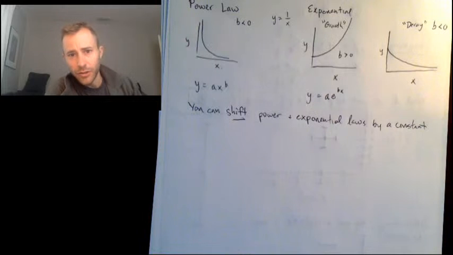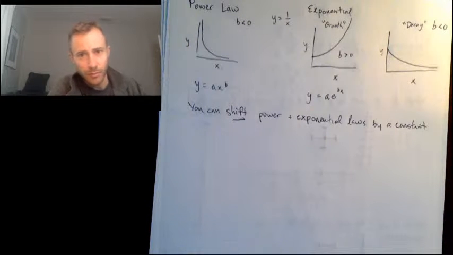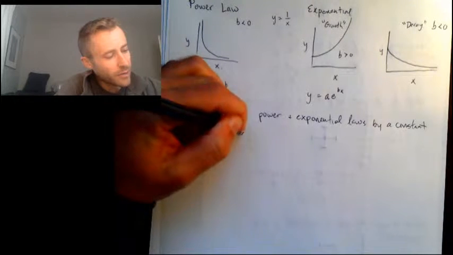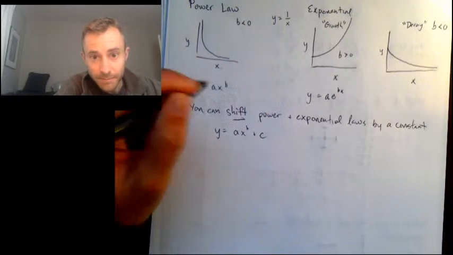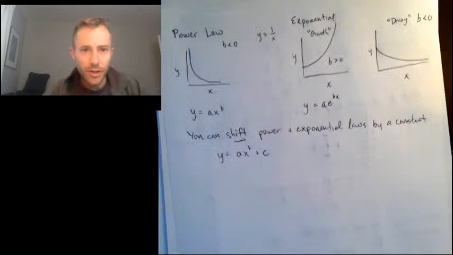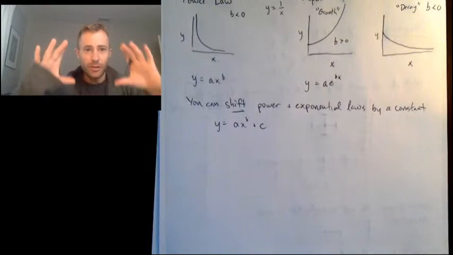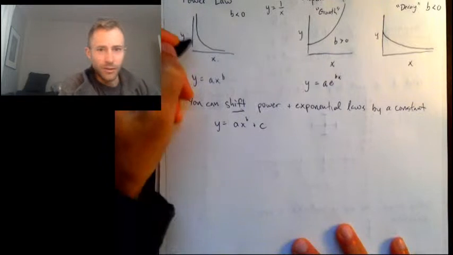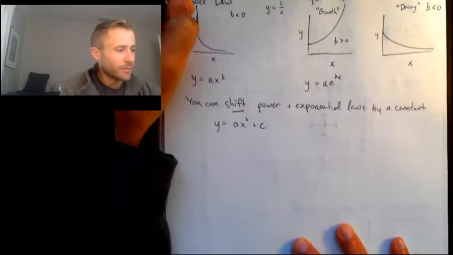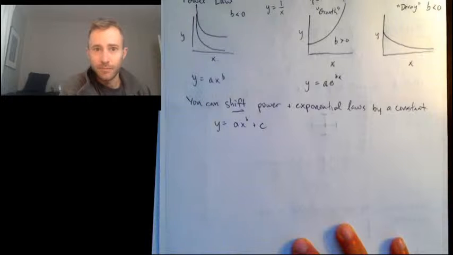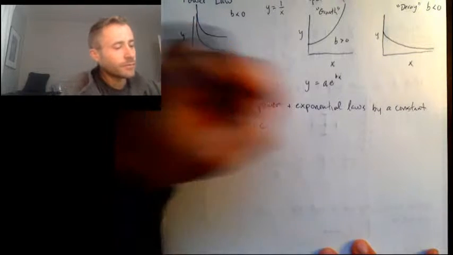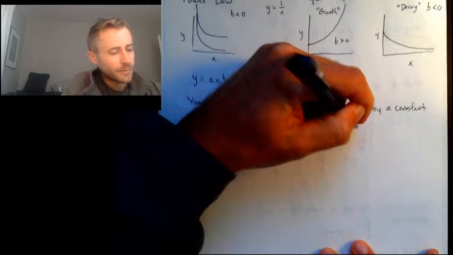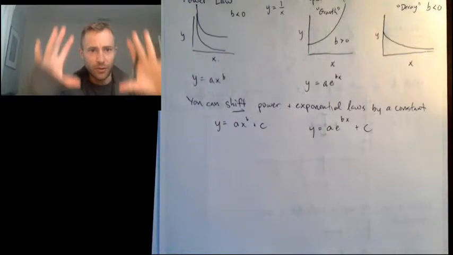Okay? You can shift power laws and exponential laws by a constant. So that would be, for example, y equals ax to the b plus c. If you have a function f of x and you add a constant to it, it shifts the graph up and down. Okay? So that would take this graph, for example, and make it look like this. And you can do the same thing with exponential. Okay? And again, that shifts the graph up and down.